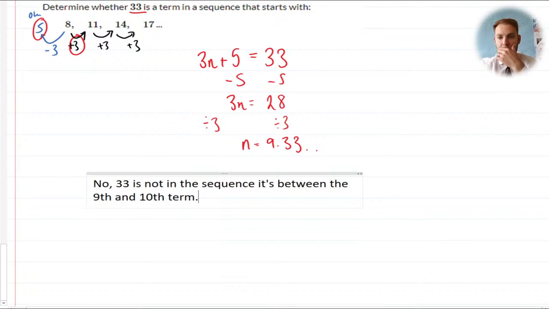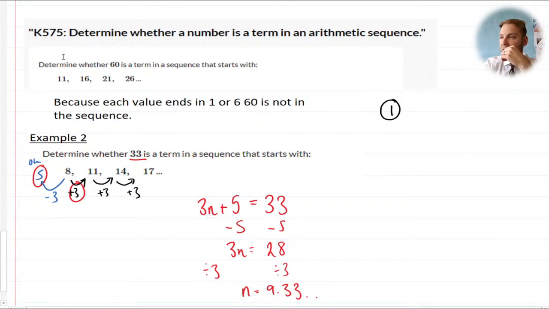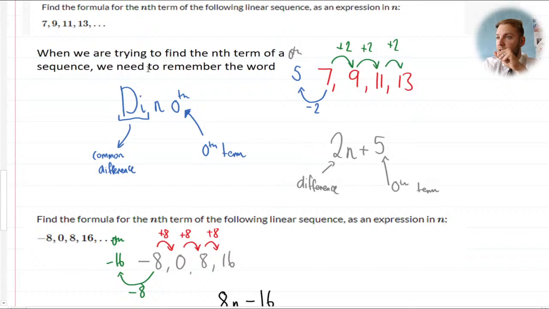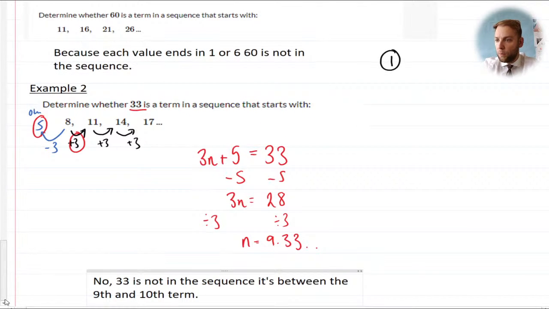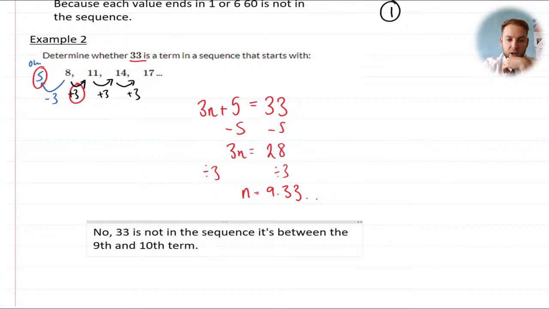Brilliant. Okay, so we've just had a look at two new key skills there. We've had a look at K575, which is determining whether a term is in the sequence, and we've also had a look at K175. So what we're going to do now is have a go at some of these on Dr Frost. So let's get that up and start setting you those.